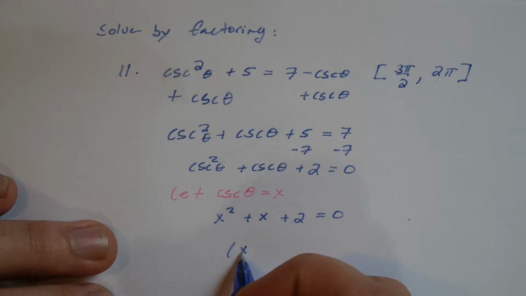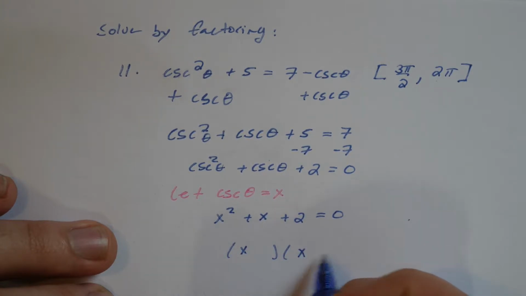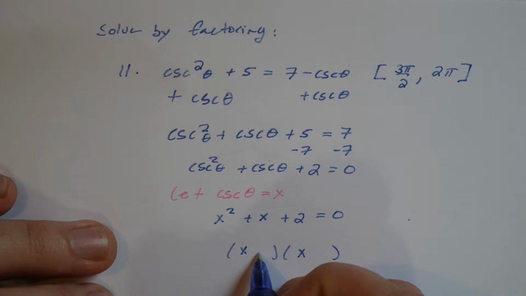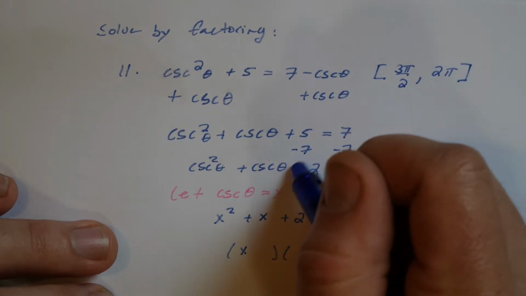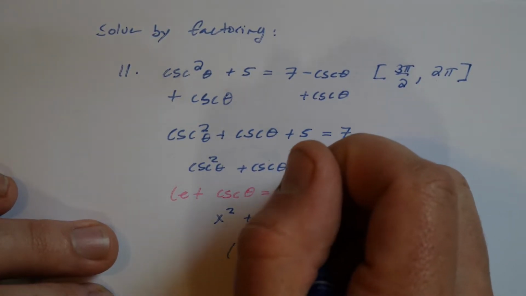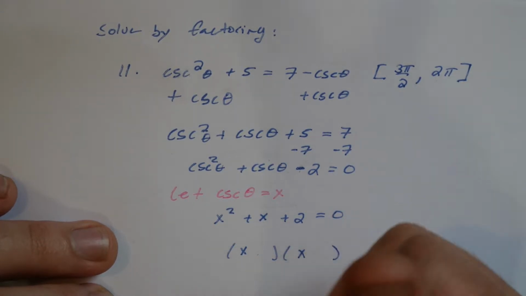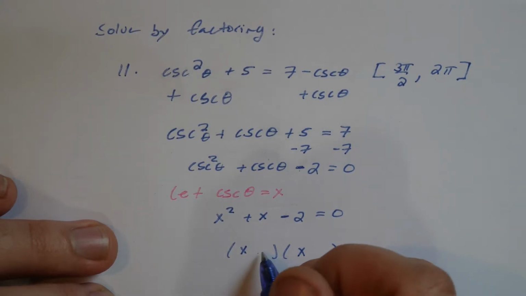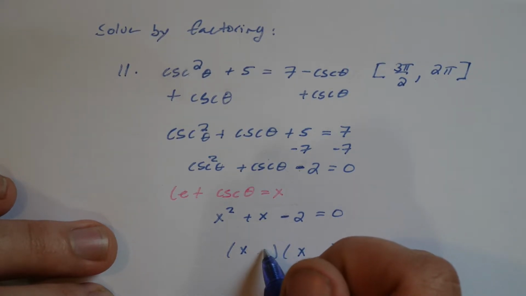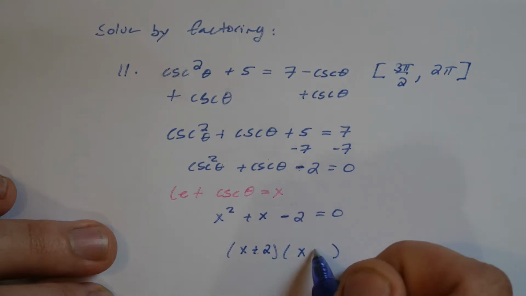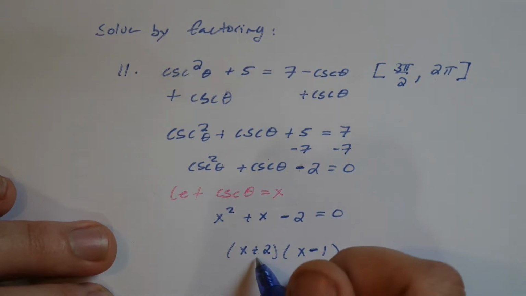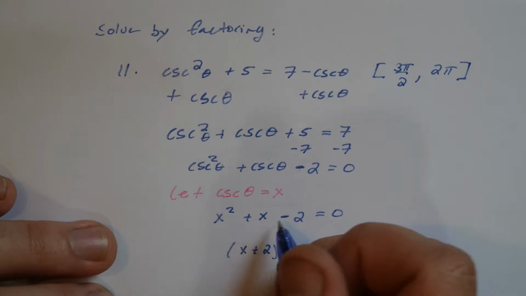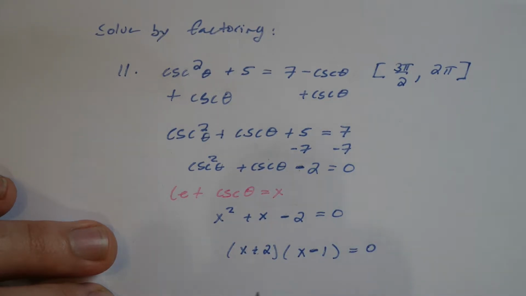So that would just be x, and what would we get? We would get 2 times 1. I'm a dummy. That would be negative, and that would be negative. So to factor that we get x plus 2 and x minus 1. That gives us -2 and +1, but this still equals 0. And now we have as our solutions x equals -2 and x equals 1.